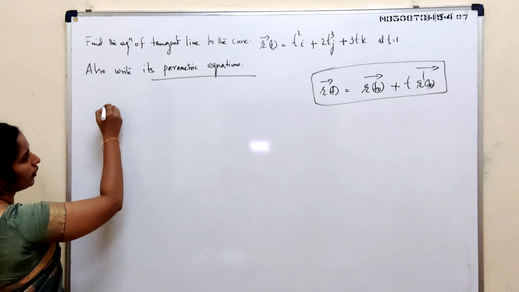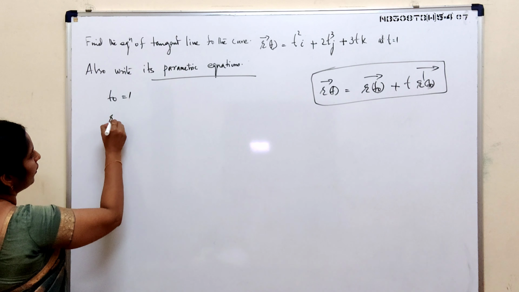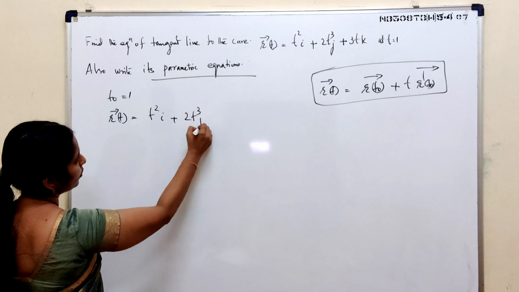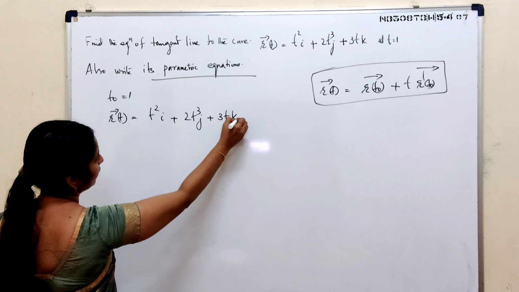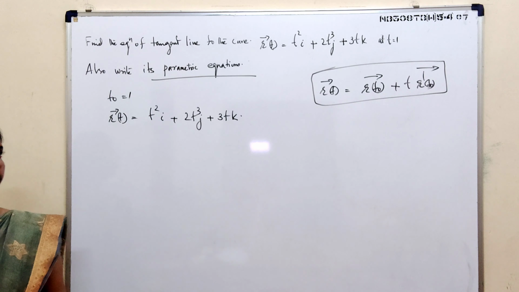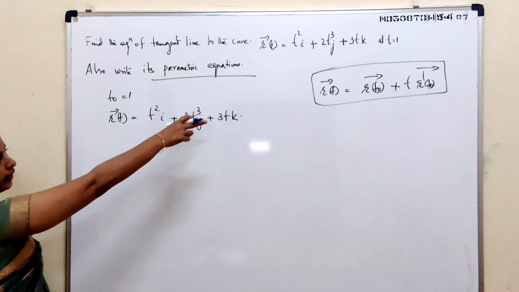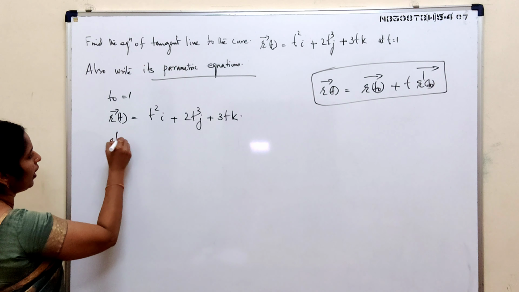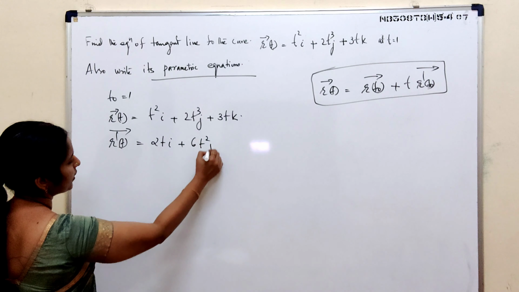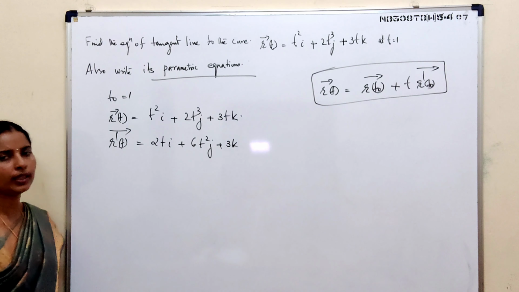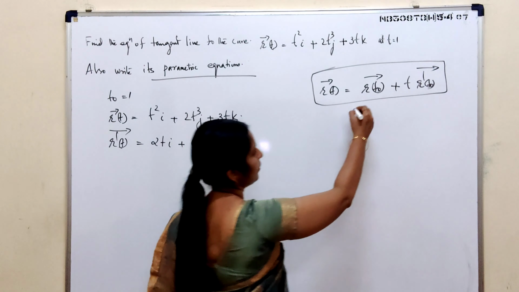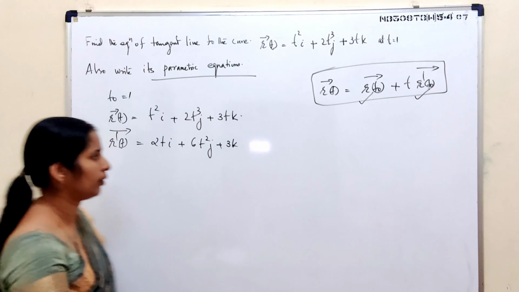Here, t0 is given as 1. Vector r(t), the curve is given as t²i + t³j + 3tk. See, it's a space curve. So, this is the equation. For that, you find r'(t). What is r'(t)? It is 2ti + 6t²j + 3k. You differentiate with respect to t. Then you find these two terms, r(t0) and r'(t0).